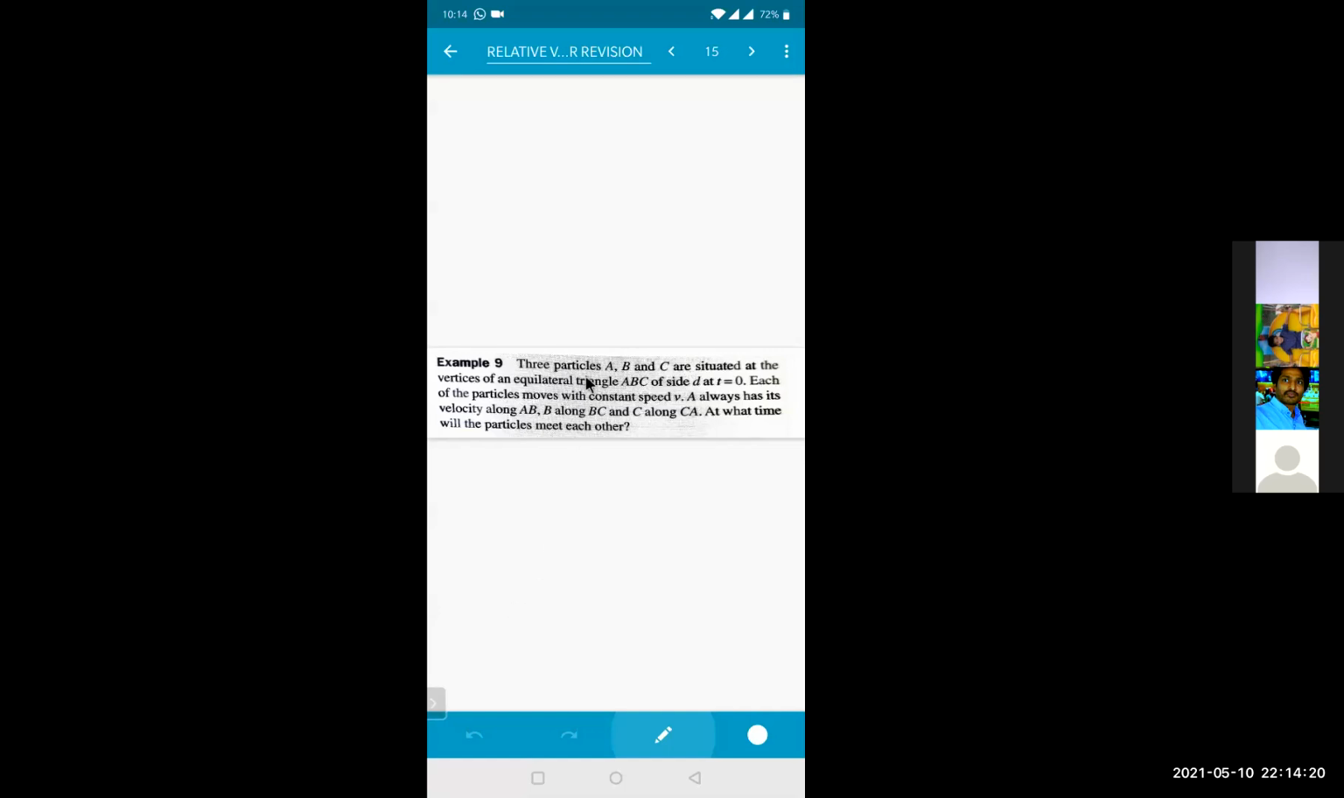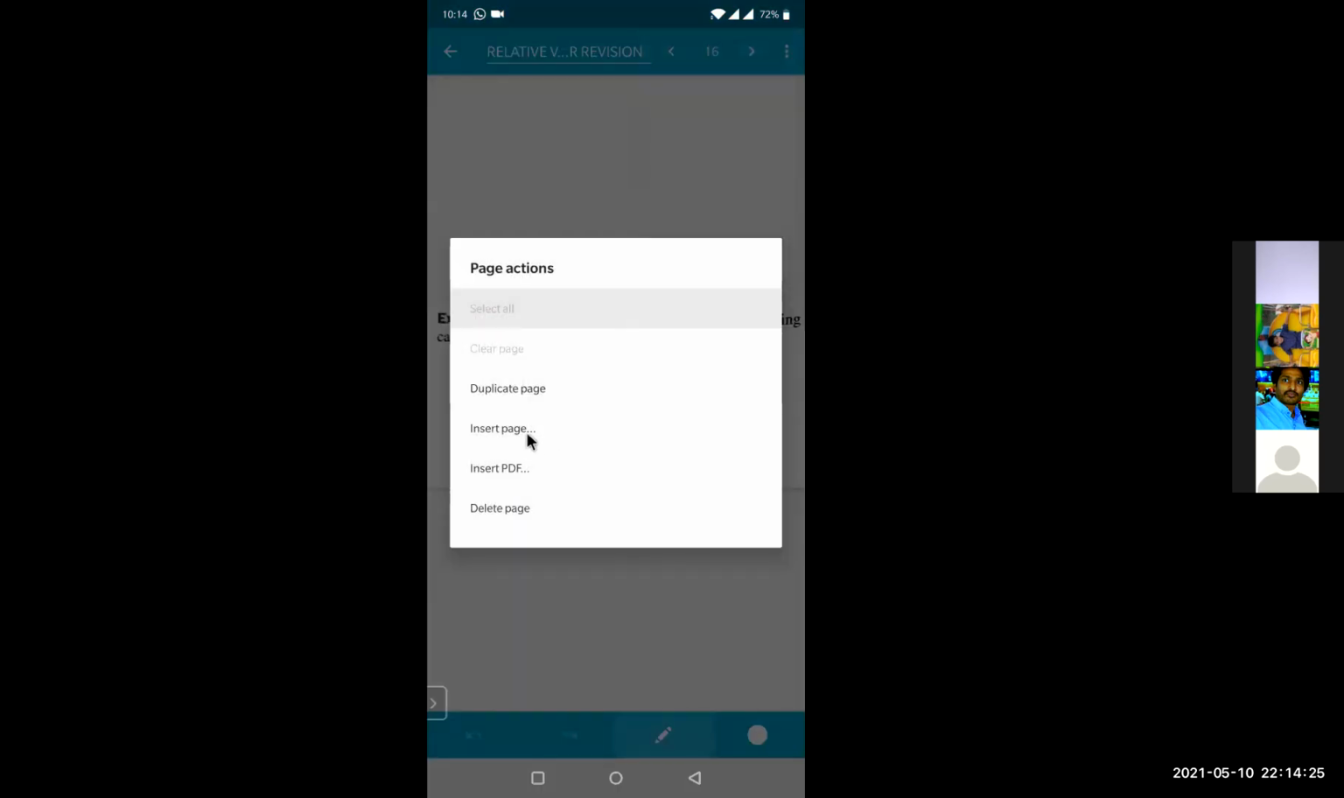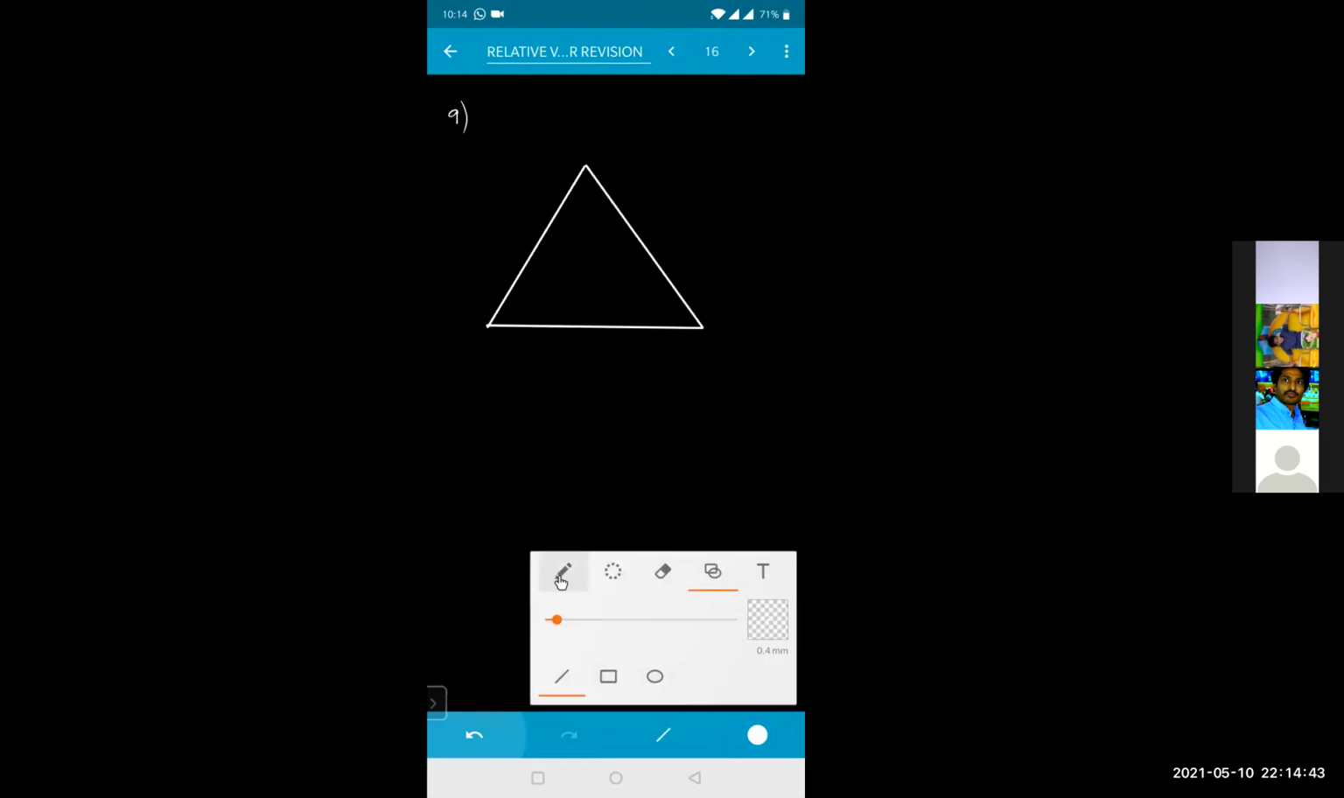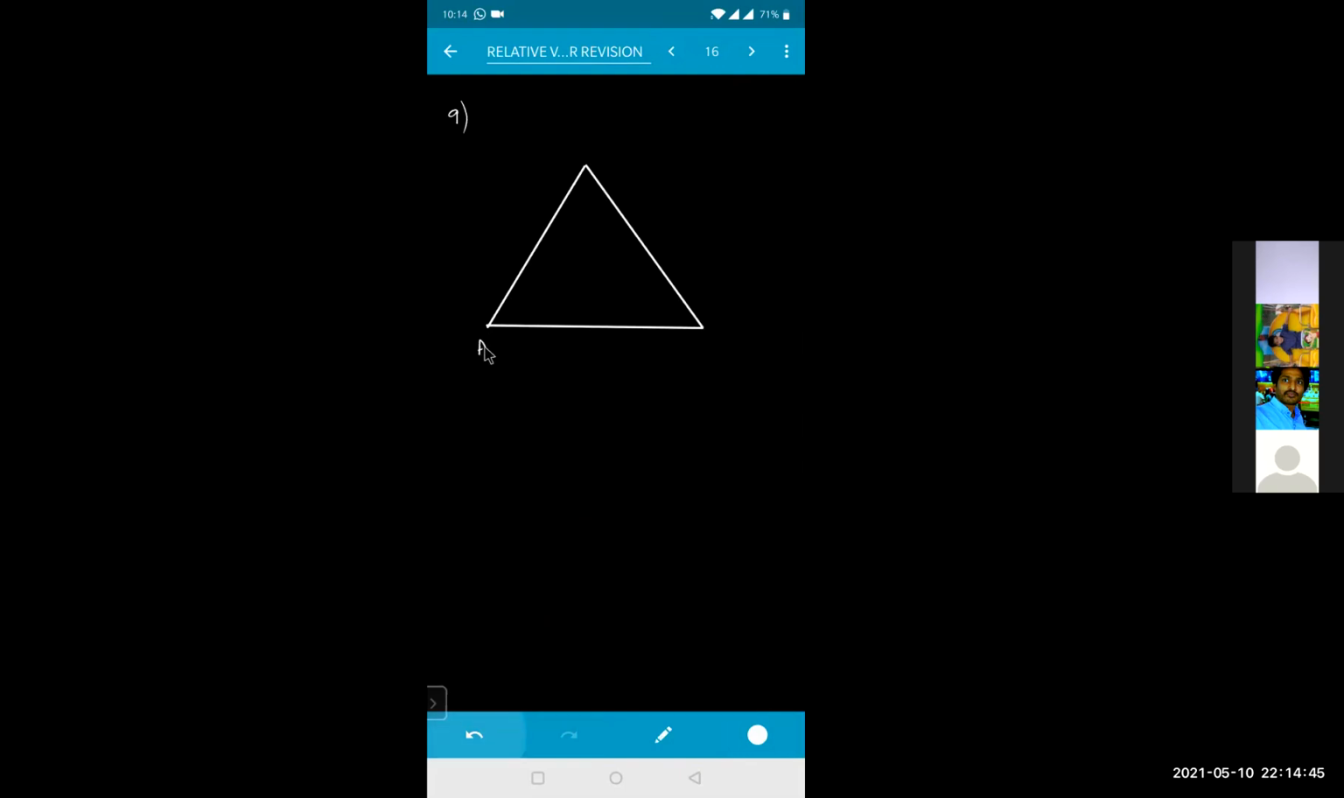So let's see this question, beta. Three particles A, B, and C are situated at the vertices of an equilateral triangle. So let me draw an equilateral triangle right now. Question number 9. So this is an equilateral triangle. Say this is A, this one is B, and this one is C. A is moving towards B, B is moving towards C, and C is moving towards A. And finally, they are meeting at the center O.